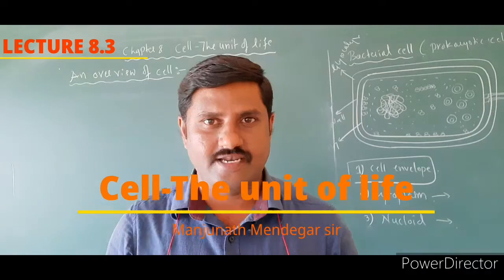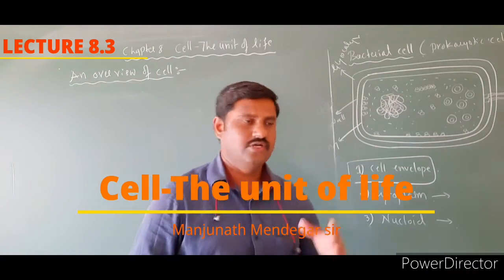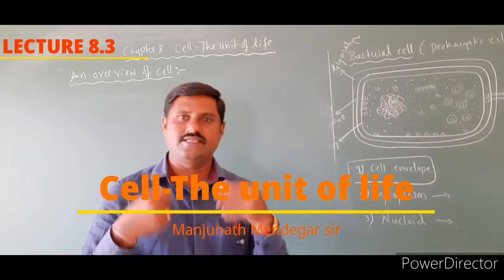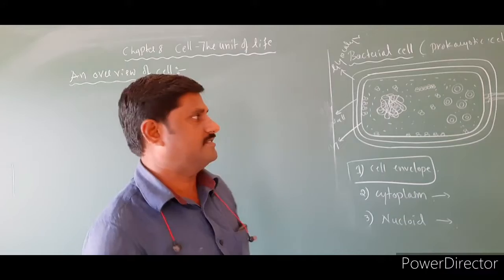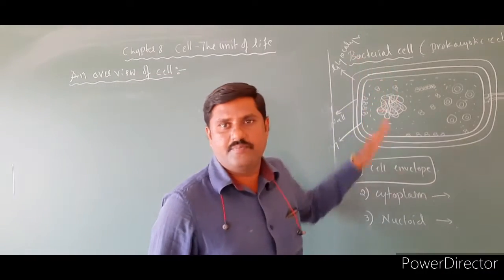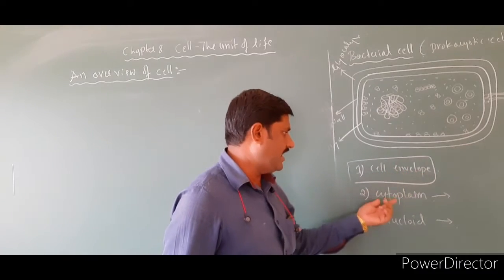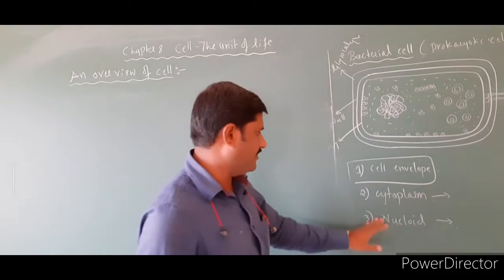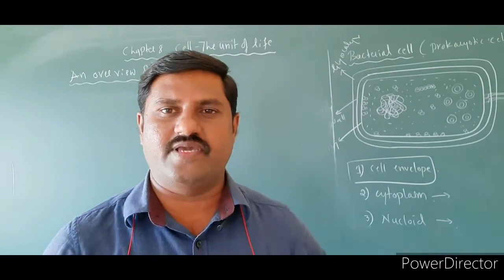In the prokaryotic cell especially, there are three parts that we come across. Already I have shown you the diagram of the bacterial cell, which is taken as the best example for a prokaryotic cell, and in that there are mainly three parts. One part is the cell envelope, the second one is the cytoplasm, and the third one is the nucleoid. These are the three major parts that we come across over here.